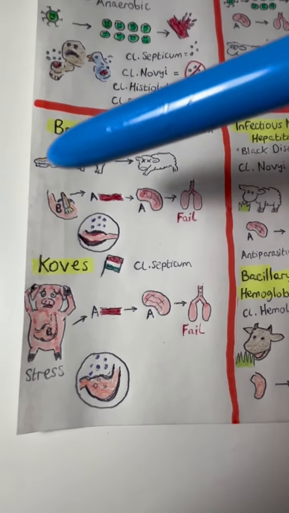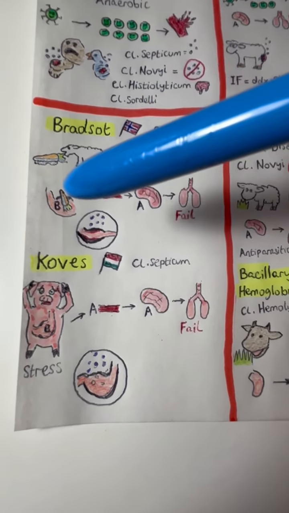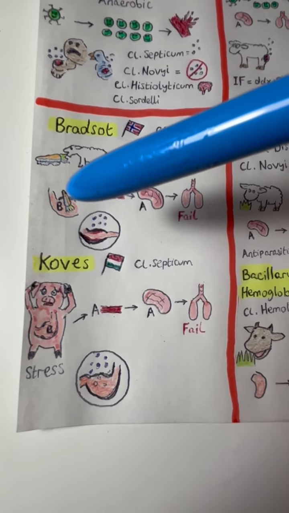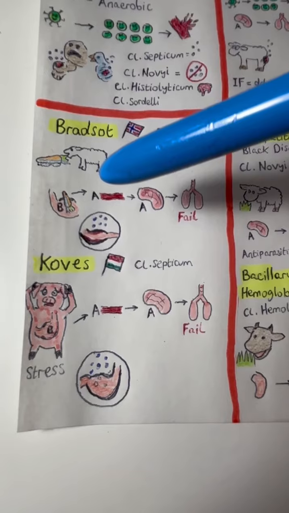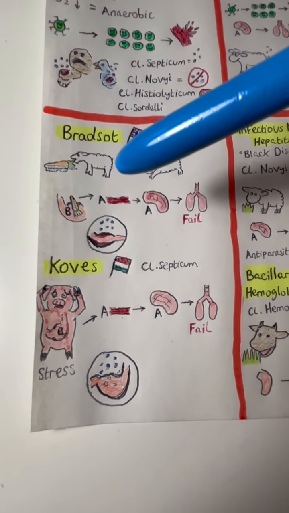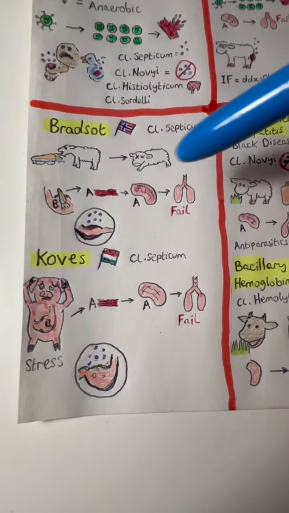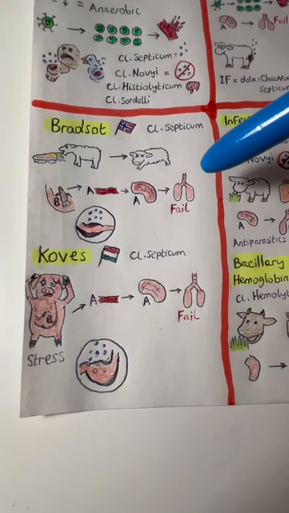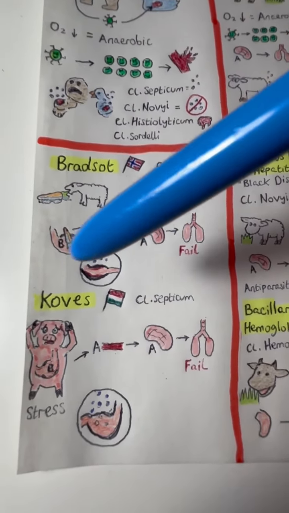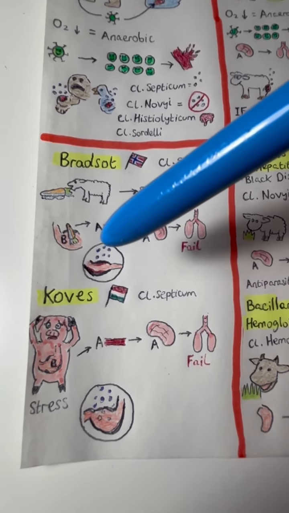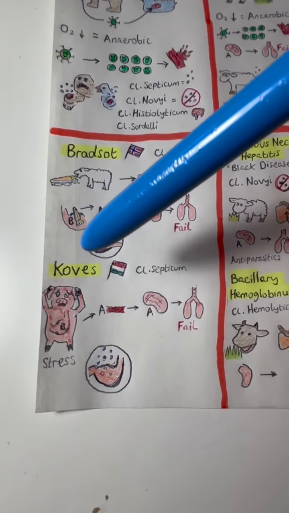Then the beta toxin of Clostridium septicum will cause erosions of the mucosa, and this erosion of the mucosa will allow the alpha toxin to get into the bloodstream. When the alpha toxin gets into the bloodstream, it inhibits the respiratory center in the brain, which causes respiratory failure, and the animal dies from suffocation. In the post-mortem, we can see hemorrhages, necrosis, and thickening of the abomasum, as well as gas bubbles from the crepitation.